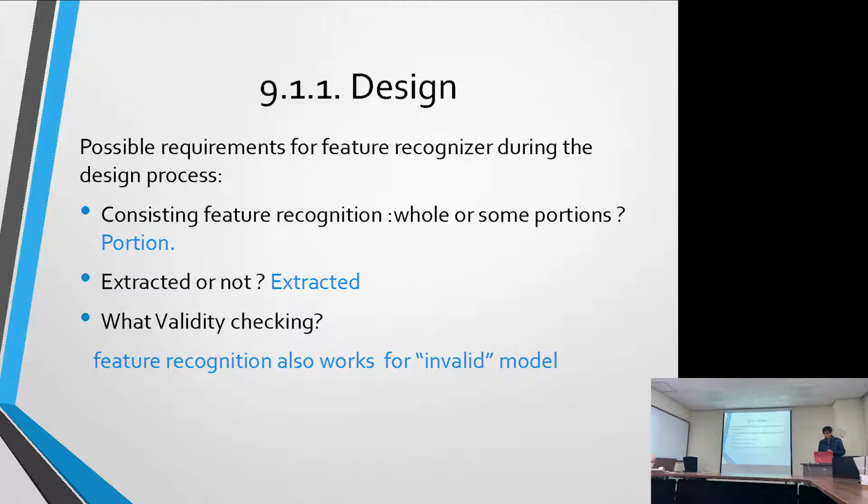And then a typical application of the feature recognizer program during the design process is to resize or reposition geometric elements. And for this application, it is better to have an extractable feature instead of a non-extractable feature. And since the design of the feature is not yet finished, the feature recognition must be allowed to recognize invalid models. For example, you might have disconnected faces, which is usually invalid, but you still want to recognize that.